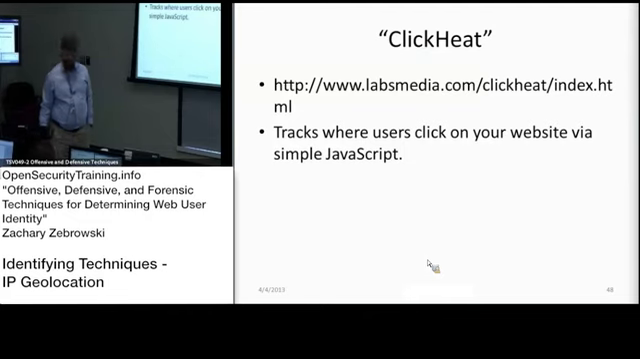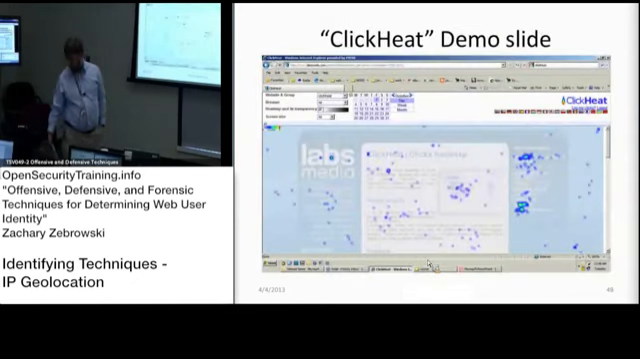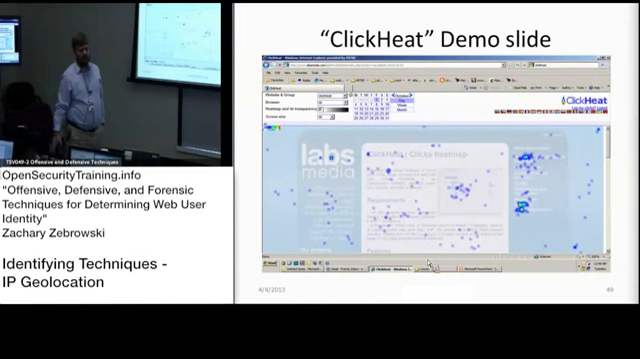ClickHeat is a JavaScript API that basically, when you click in a web browser, sends a 1-by-1 image request to the server, basically saying where you clicked. You can then make nice little heat maps of where a lot of users clicked. You can do user profile creation with that type of information.